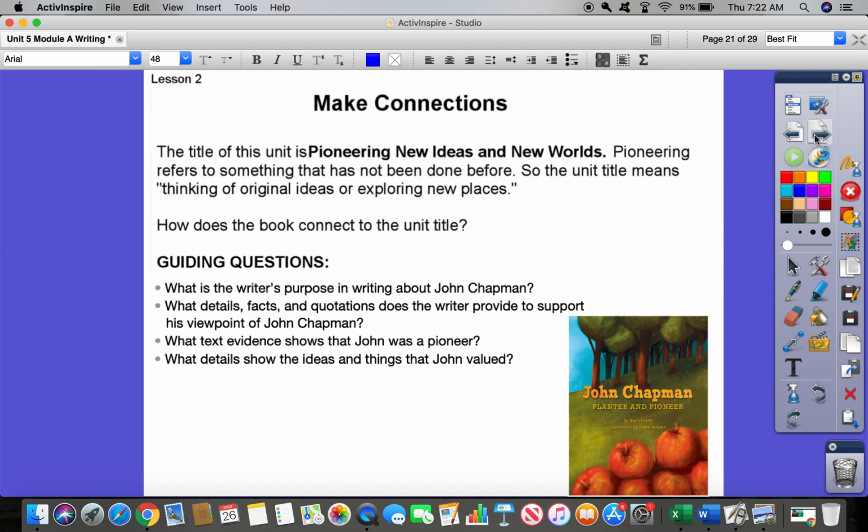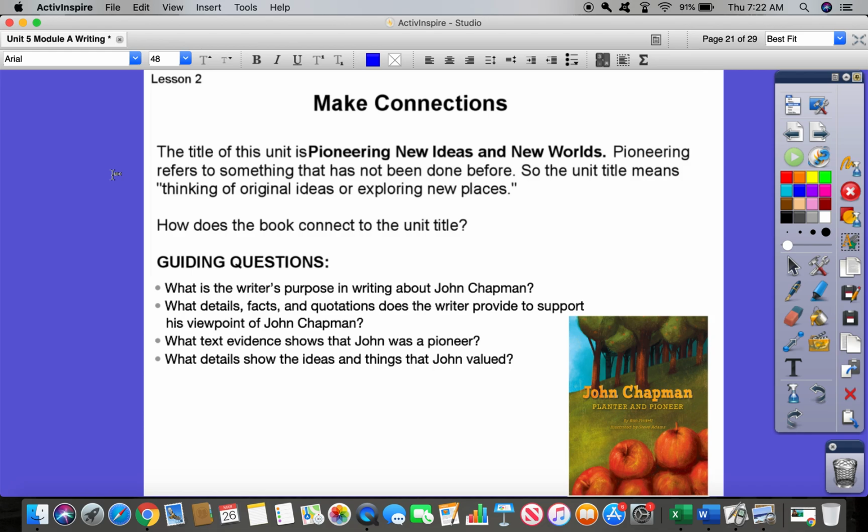Okay. Now we're going to continue with the writing part of the lesson. We're working on making connections. The title of this unit is Pioneering New Ideas and New Worlds. Pioneering refers to something that has not been done before. So the unit title means thinking of original ideas or exploring new places.